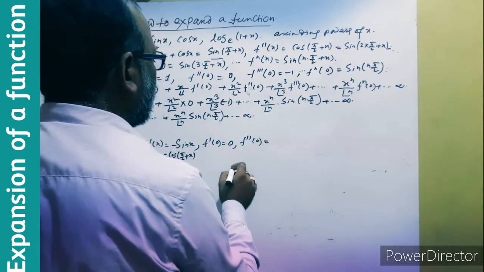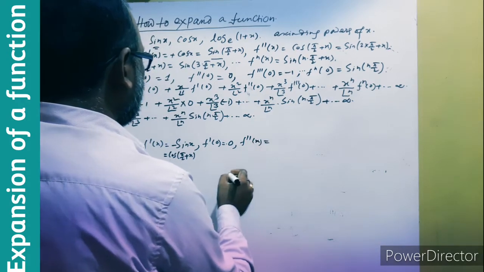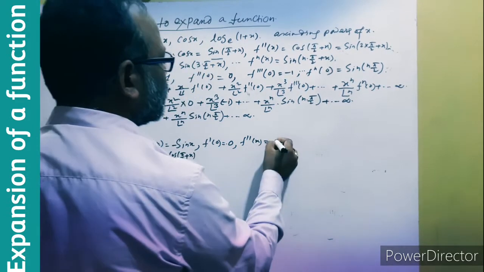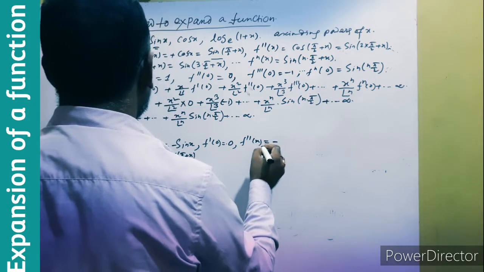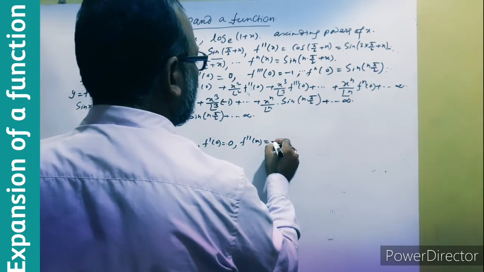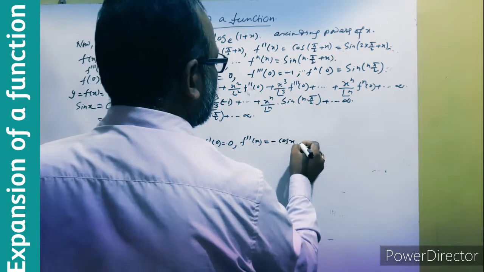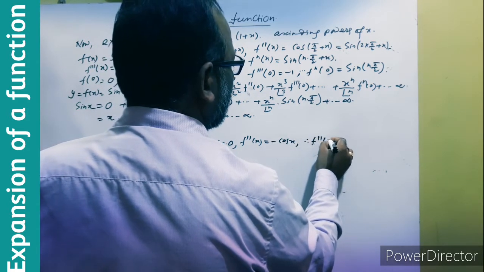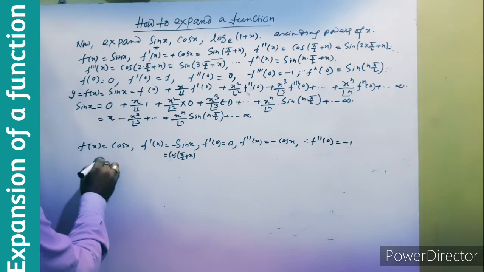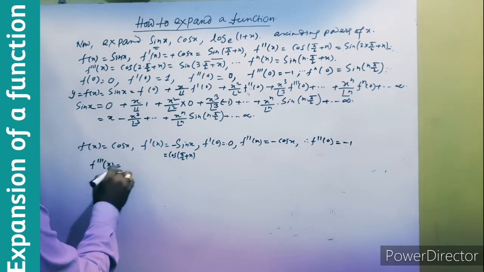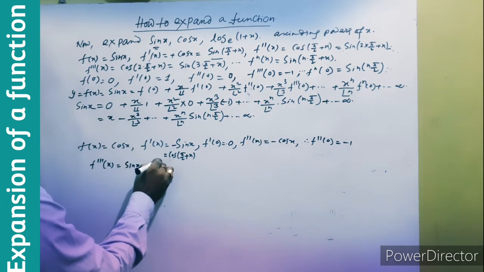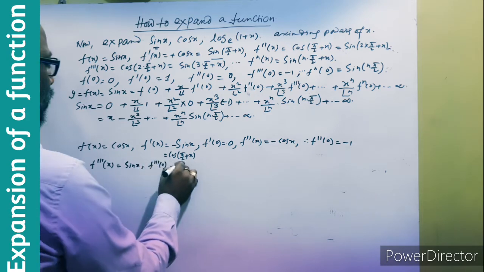And now if we differentiate again, the derivative of sin x is cos x, so we get minus cos x. Therefore f double dash 0 is equal to minus 1. Same for the triple dash, the third order derivative: this is sin x, the differentiation of cos is sine, so at 0 we get 0.